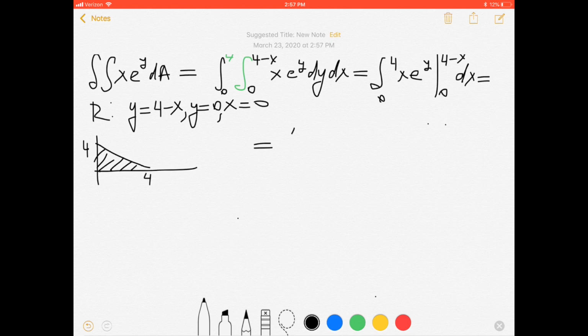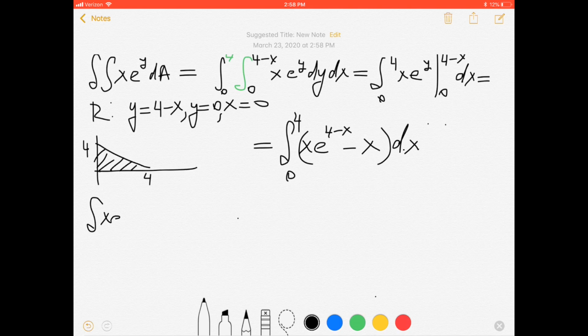Which is equal to the integral from 0 to 4 of x e to the 4 minus x minus, if you plug in y equals 0 it will be 1, this means minus x, dx. The only problem is finding the integral of x times e to the 4 minus x. Oh, I'm sorry guys. Here we use integration by parts. We can do it separately. x e to the 4 minus x dx.